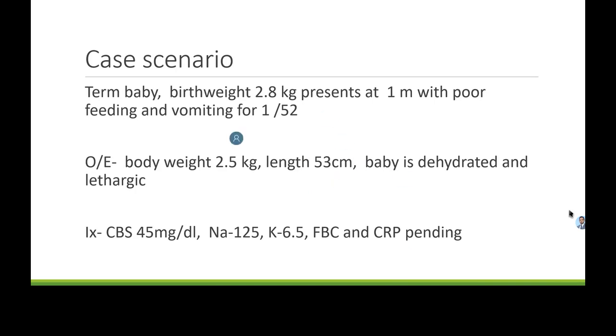And so any baby with poor feeding and vomiting would probably be dehydrated and lethargic. And that's explained by the low sugar as well. But the sodium is very low and the potassium is pretty high. Even for a newborn, 6.5, you can expect up to 6, but this is 6.5. So this combination, I think, should suggest that salt-wasting CAH is pretty high on the list.